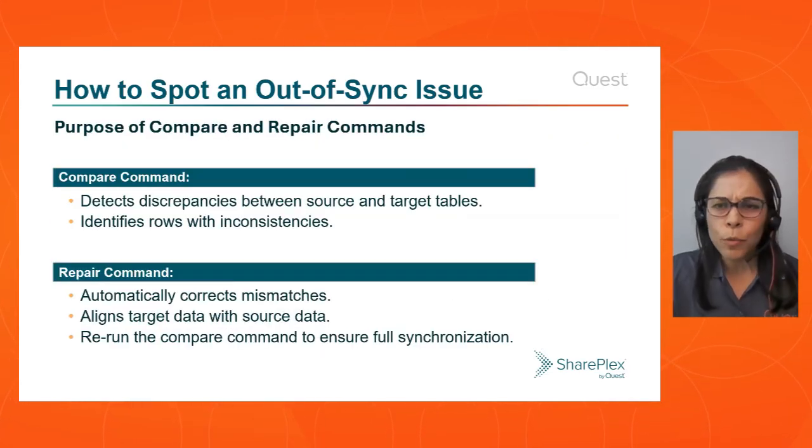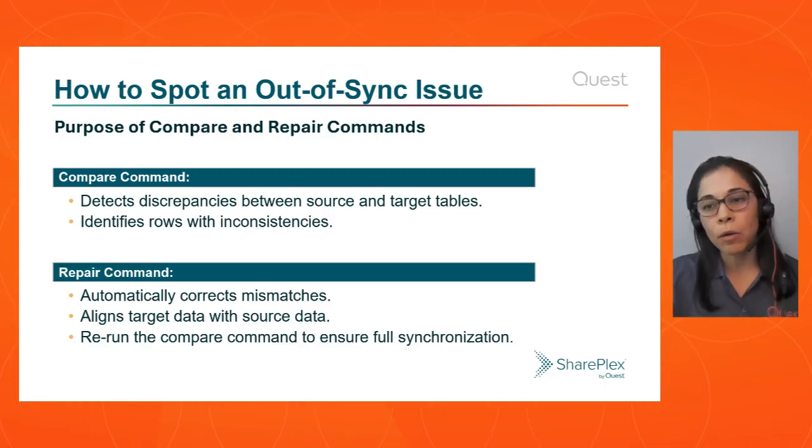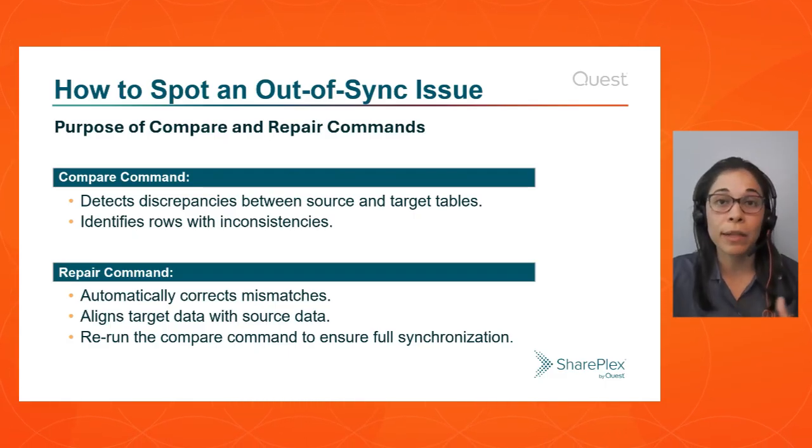So we are reviewing how to spot an out of sync issue during replication. Now, the other way is if you use the compare and repair commands. These are powerful utilities that SharePlex offers you. The compare command detects discrepancies between the source and target tables, while the repair command corrects mismatches, making sure data aligns correctly between the source and the target. We will go into depth on this utility in a moment.